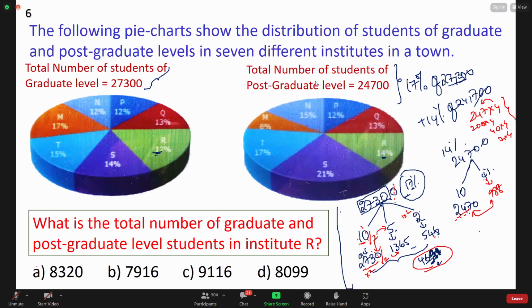So the total sum is 3,458. Add these two up, you'll get the value. 4,000 plus 3,000 is 7,000, 600 plus 400 is 1,000. So it is somewhere close to and greater than 8,000. Close to and greater than 8,000 is 8,099. Done. Or I can only check the unit digit. 1 plus 8 is 9, so the unit digit is 9. Where else do I have unit digit 9? I only have it in this option. Done.